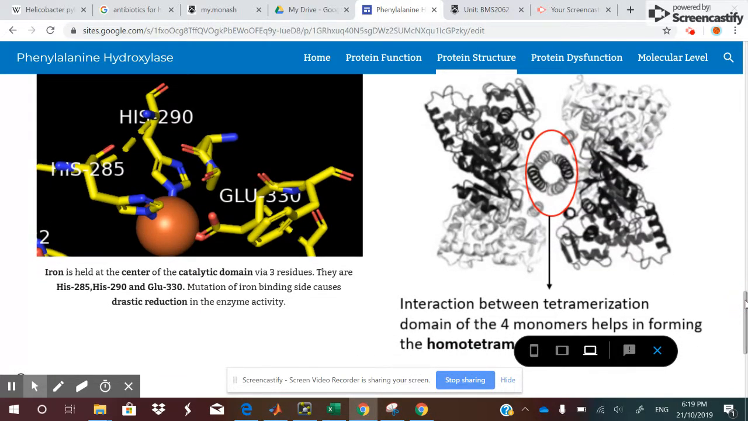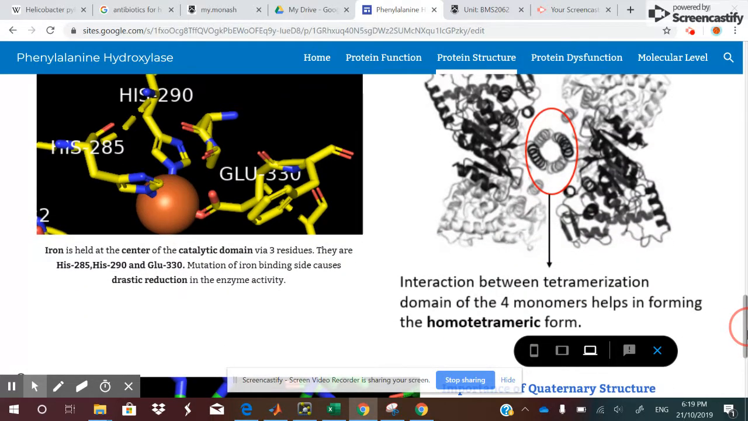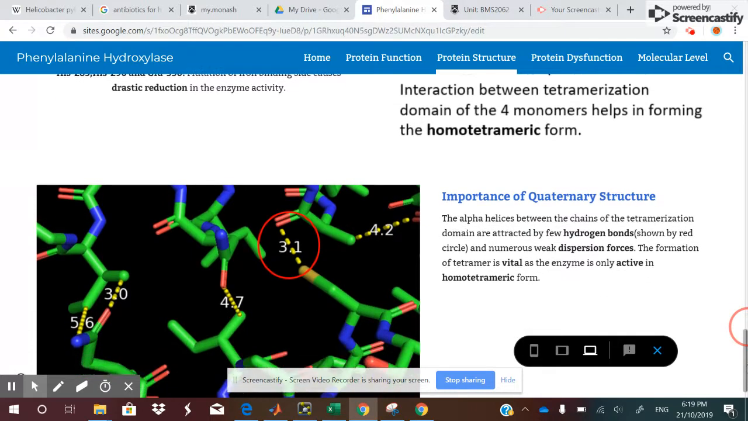So why is the tetramerization domain important? It's important because it forms a tetramer, forms quaternary structure like we discussed above, which is important for the enzyme reaction to take place.